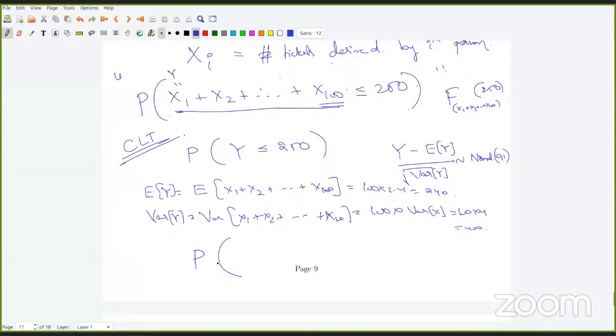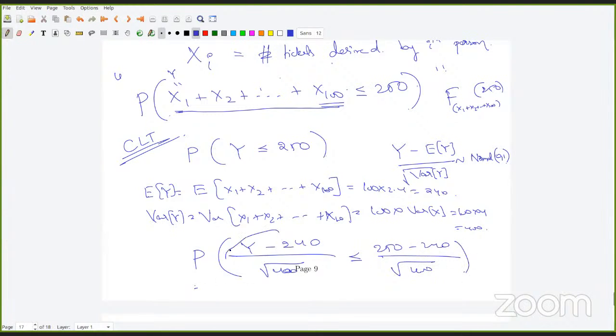We have to do some manipulations, like we subtract 240 and we divide it by square root 400. And this is less than or equal to the same thing. Whatever we do on the left side, we have to do on the right side: 250 minus 240 divided by 400.